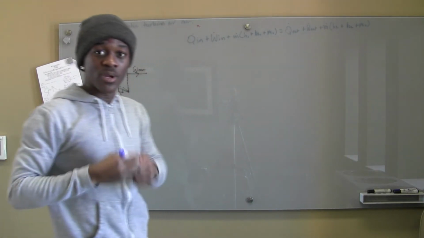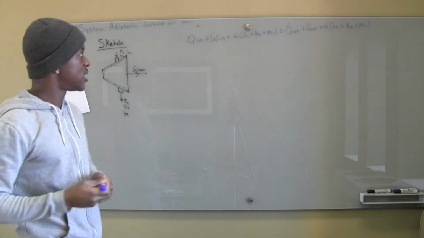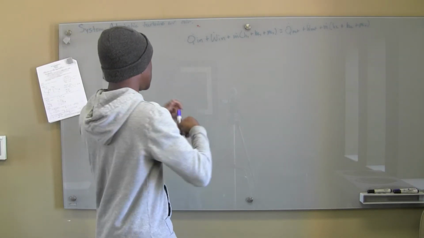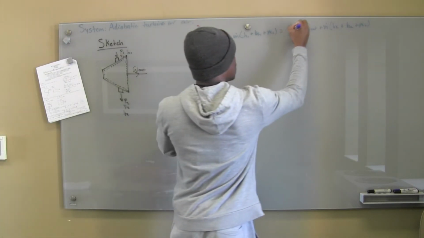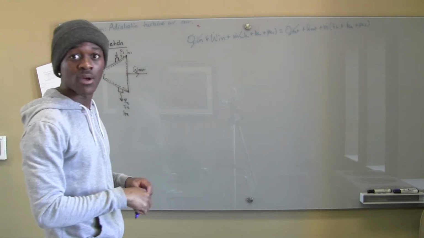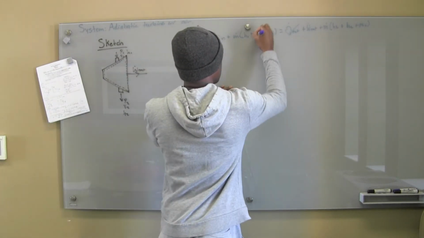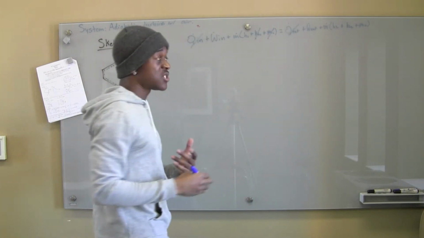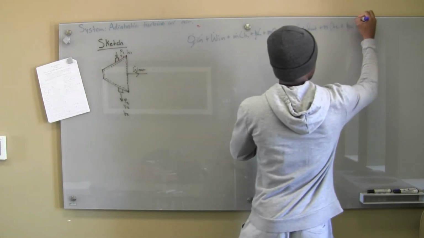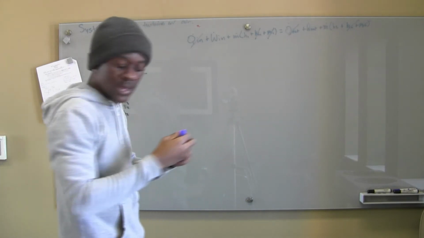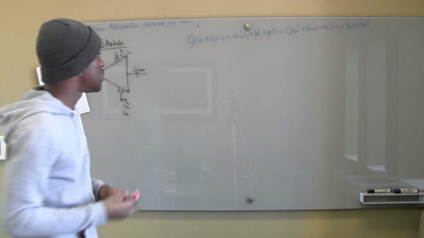But we know a few things about turbines, right? We know that it's adiabatic, so boom, no Q. We can go ahead and cancel that out. We don't have to worry about that Q. We know that there is no kinetic energy involved or potential energy involved, so we can cancel those out. And what we end up getting left with is something that looks like this.